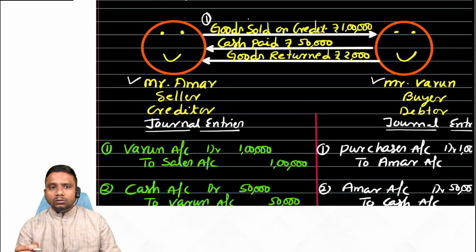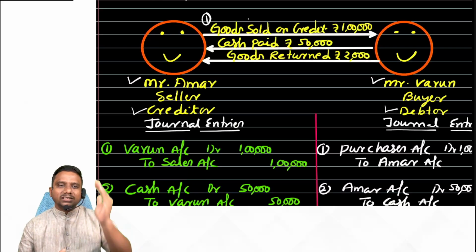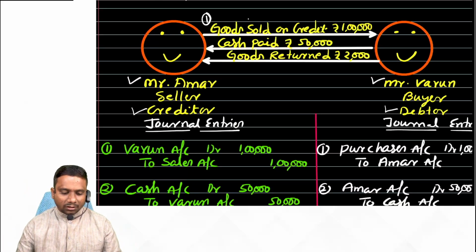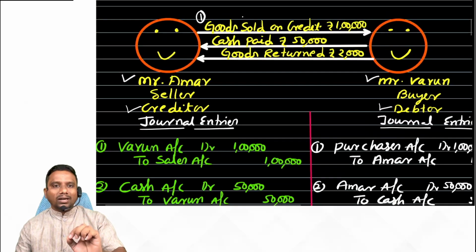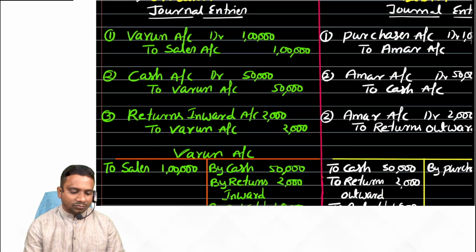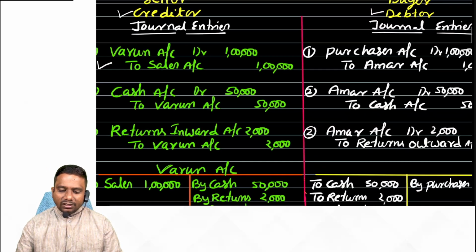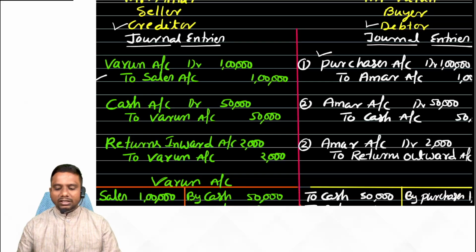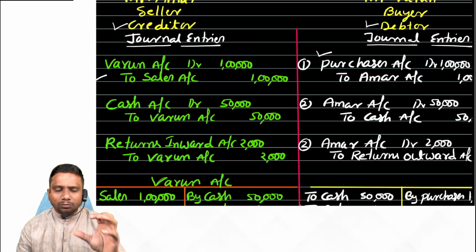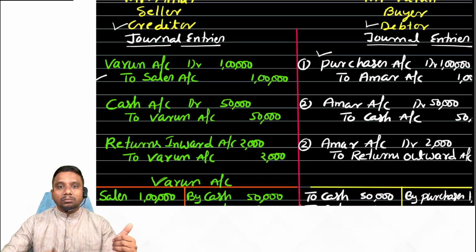Amar sold goods to Varun on a credit basis. Now the debtor and creditor relationship exists. Amar is the creditor and Varun is the debtor. Goods sold on credit for 1 lakh. This entry is recorded in Amar's books and at the same time in Varun's books. What is the entry Amar will record? Varun account debit, 1 lakh, to sales account. What is the entry that Varun records? Purchases account debit to Amar account. Same transaction: goods sold by Amar. This becomes sales for Amar and purchases for Varun.